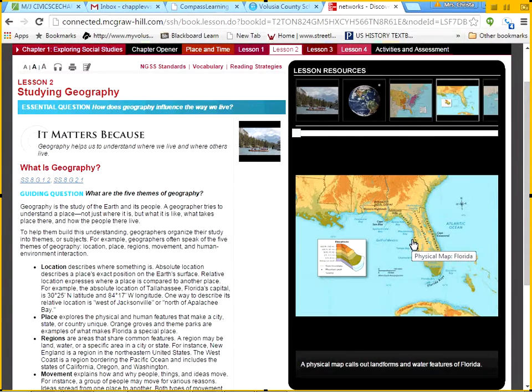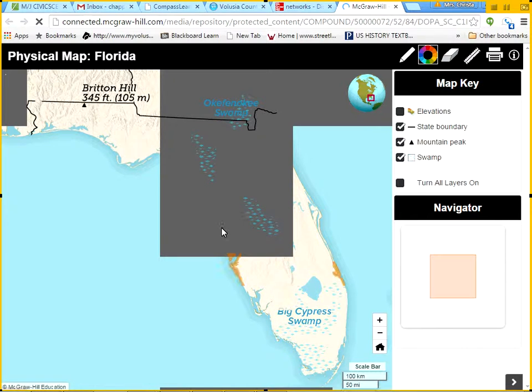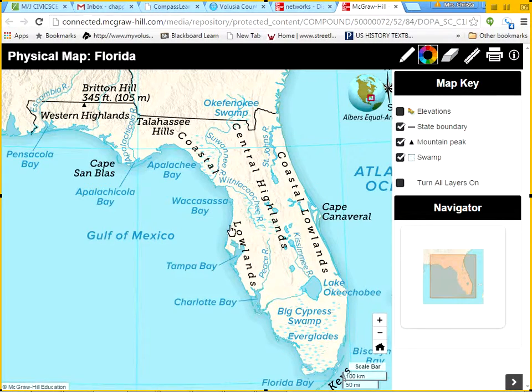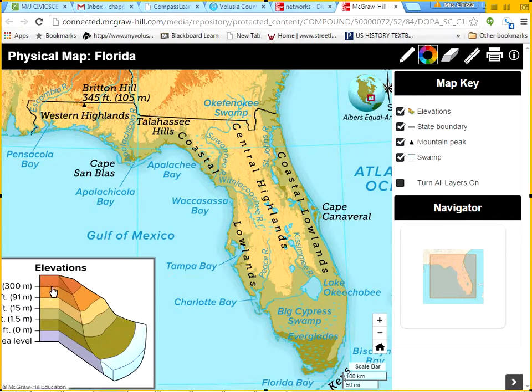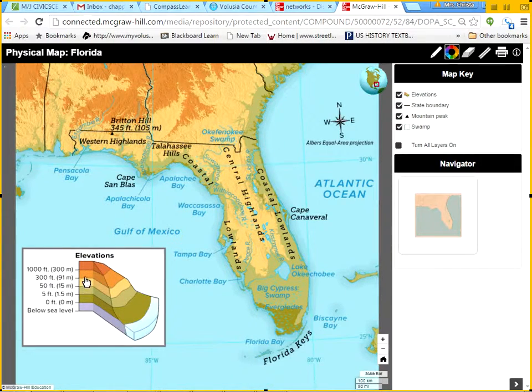And this is another type of map. This is a physical map. And it tells me the landforms, where the different landforms are. Elevations, if I click on this, it puts in the elevations. So obviously the orange is very high. Let me see if I can fix this. There we go. The orange is 1,000 feet, the light orange is 300 feet, and so on, down below sea level. And you can see Florida is all green, light green, and yellow, actually. So you can see the elevations.